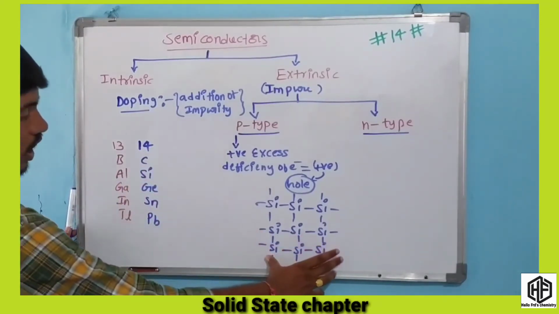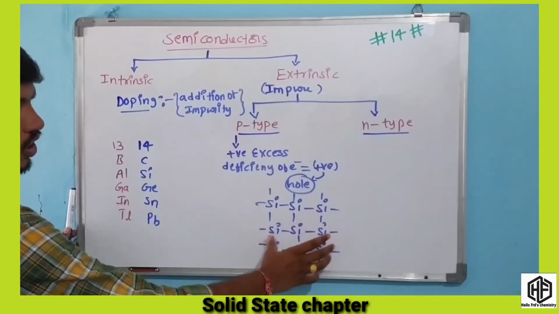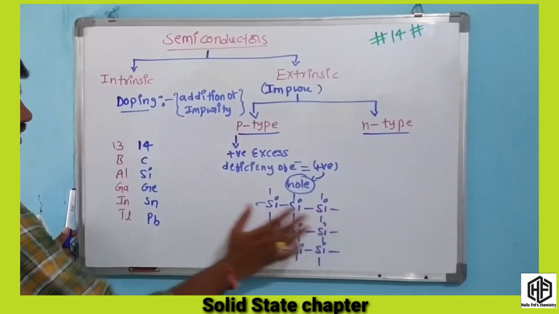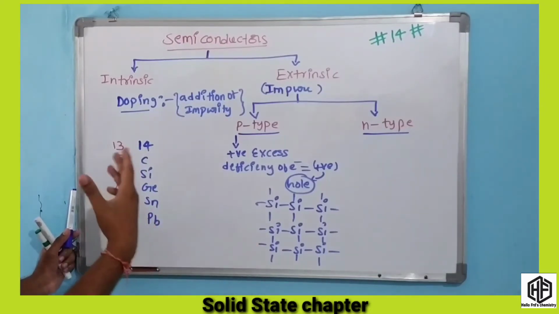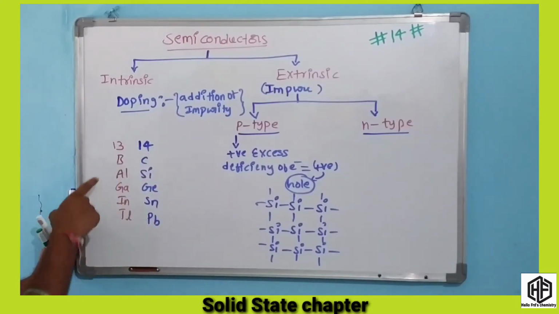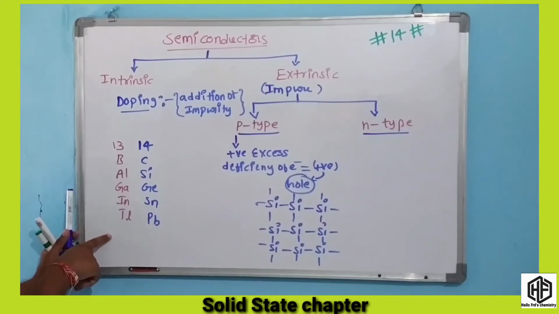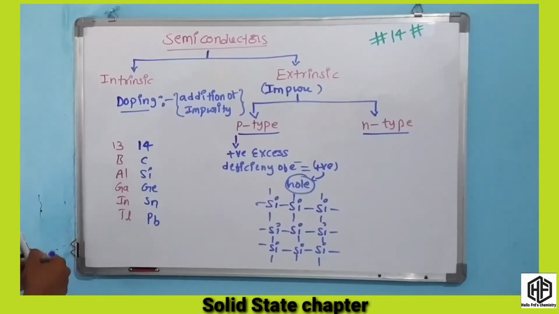This impurity is added to the 14th group elements. Silicon is a 14th group element, and this is the crystal lattice. When a 13th group impurity is added, this is called a P-type semiconductor. It means the valency of the 13th group element is 3. Okay friends, now we are going to discuss this topic.